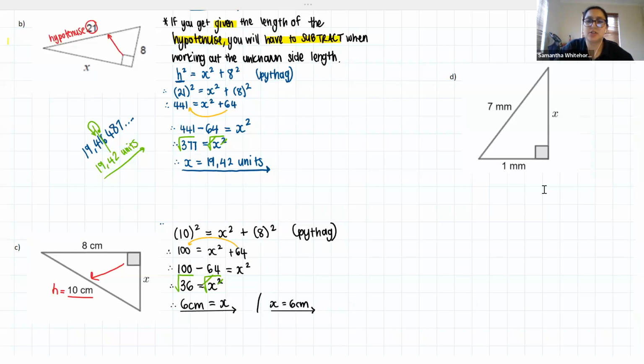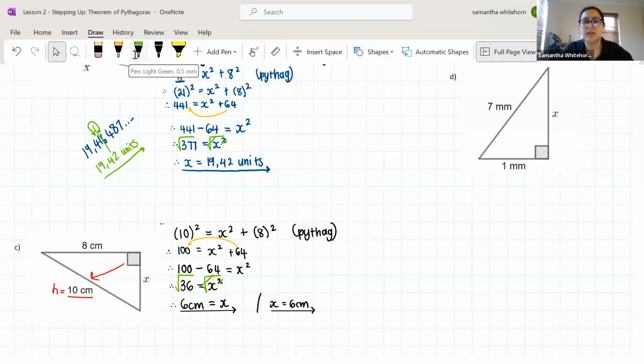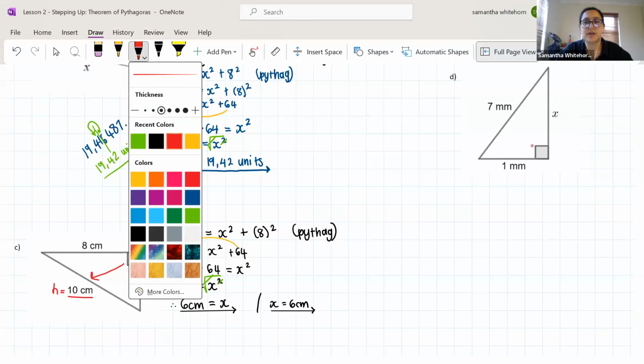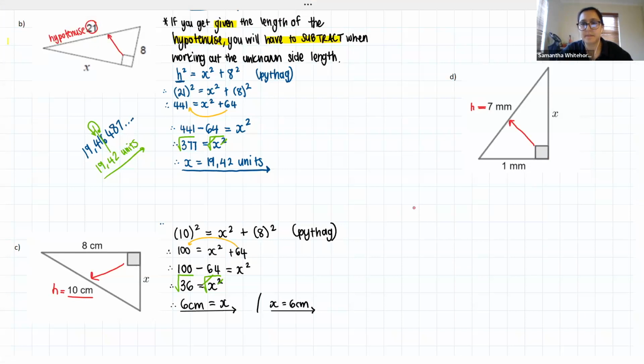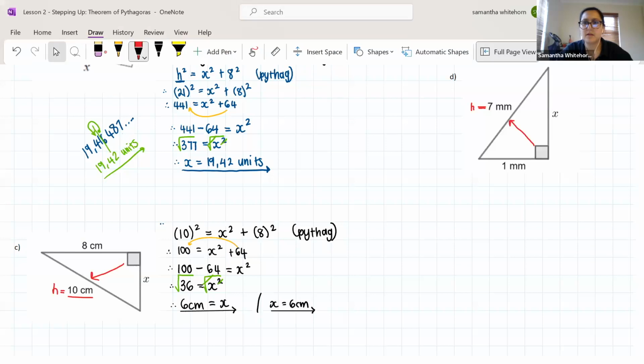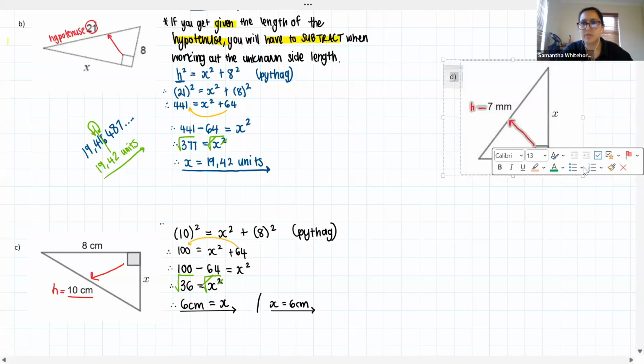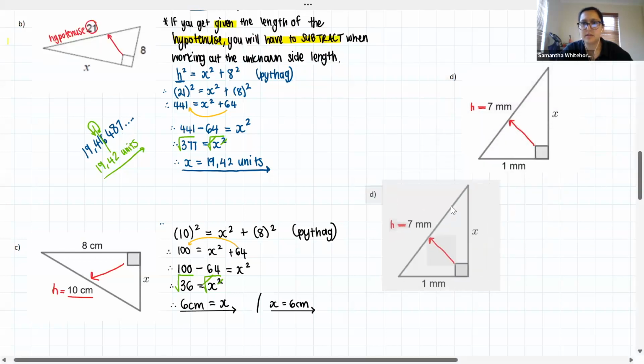Yes, witness, I'd like you to try question D for me. So grade 8, you should be doing exactly what we've been doing for the last 4 questions. So here's your hypotenuse. The 7 millimeters is our hypotenuse, and you sub in accordingly. I can put it a bit lower. Hopefully that's a bit better for you.